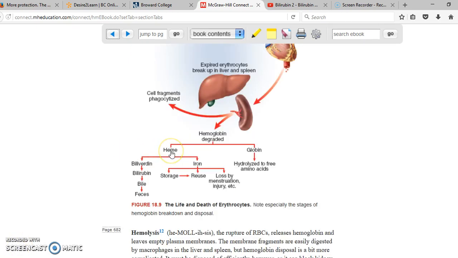So let's go back to this other figure. The heme is going to get separated into iron, which is going to get stored in the liver for reuse if necessary. And the other part of the heme is going to get transformed into biliverdin, then bilirubin, then bile, and then it is going to go to the feces.